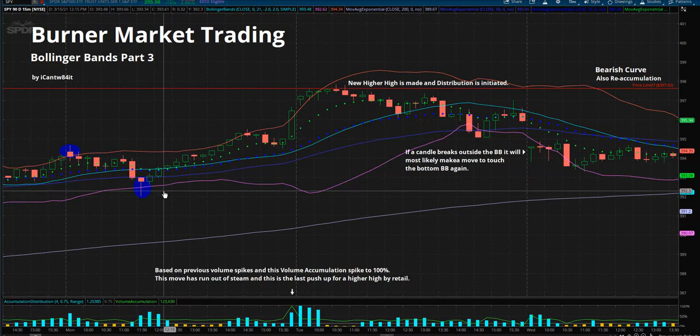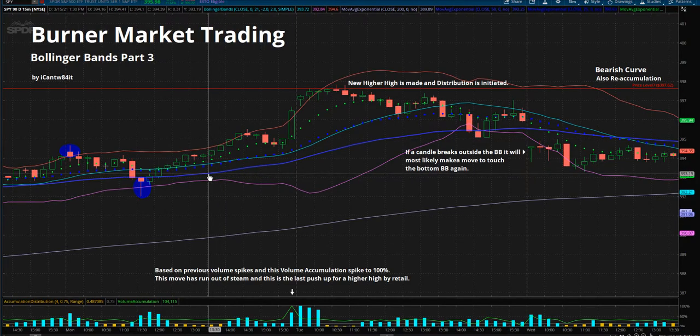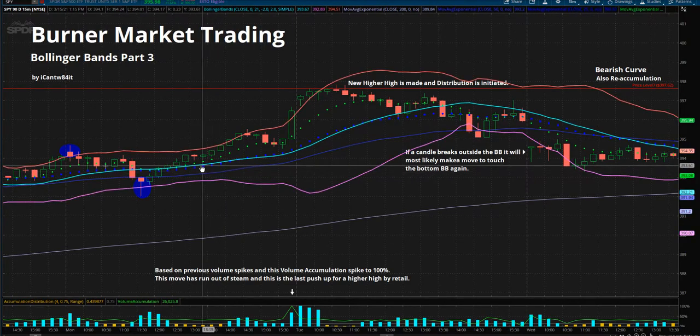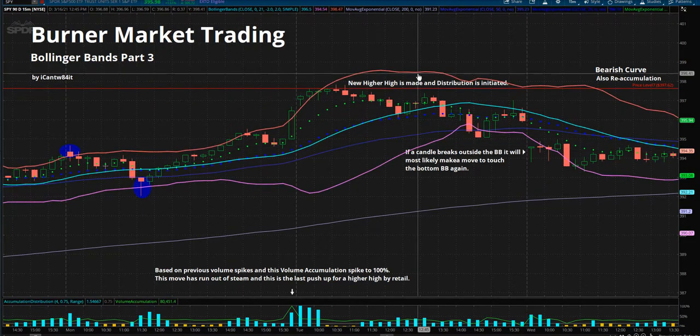And today we are going over Bollinger Bands Part 3. We're going to be covering a bearish curve, also reaccumulation after you hit a higher high.